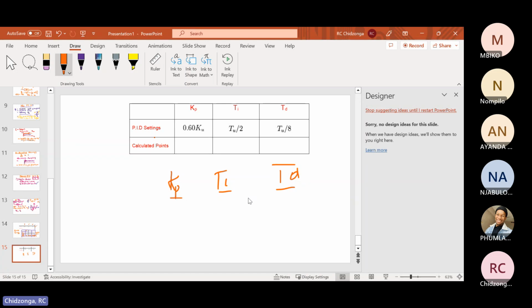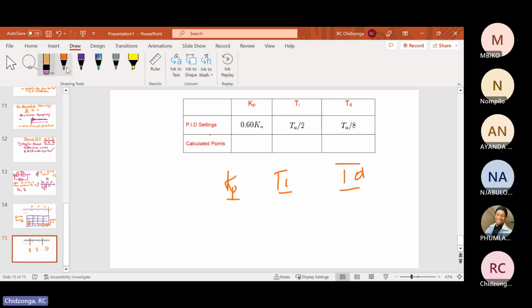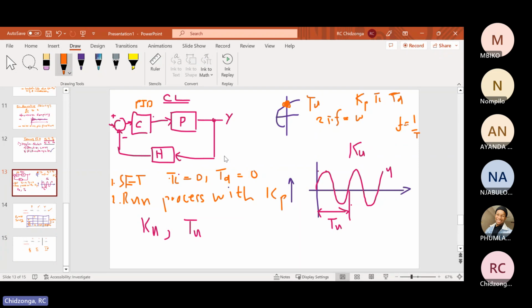So what we are saying is, this is what we call the closed loop method or the ultimate cycle method of Ziegler. It tells you here that in your process, you need to tune TI and TD and set them to 0. Then you increase the gain in steps until your process response becomes a continuous oscillation. In other words, a pure sinusoid.